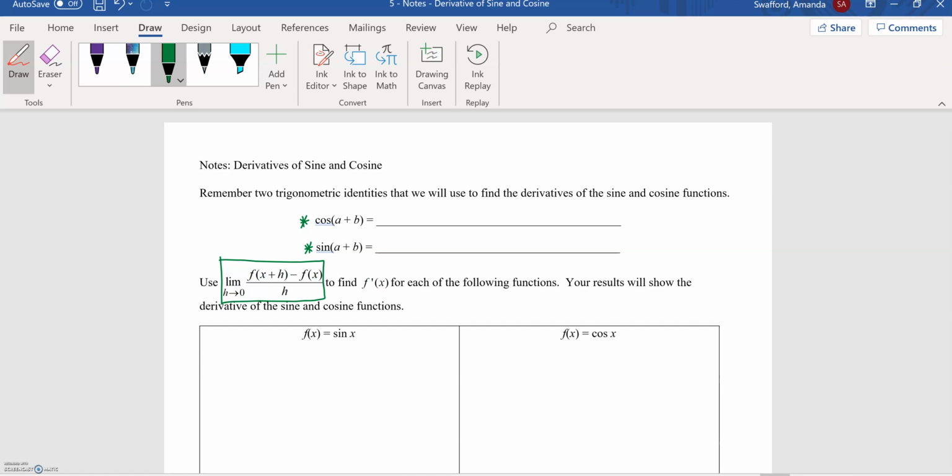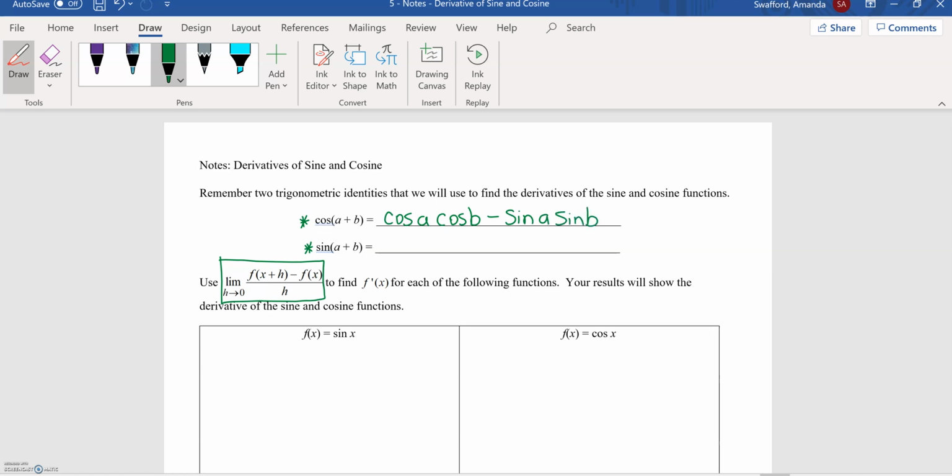One was the cosine of a plus b, and then the other, sine of a plus b. You may remember these as the sum and difference identities. Of course, I only have the sum ones written here. But in case you don't remember, you can look it up, or you can use that awesome flip book you have of identities. But the cosine of a plus b can be written as the cosine of a times the cosine of b minus sine a sine b.